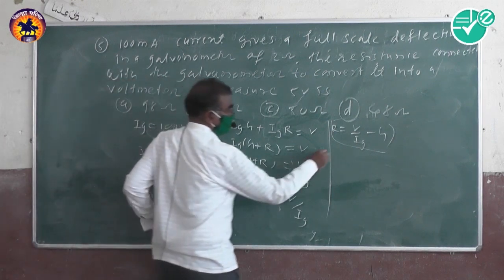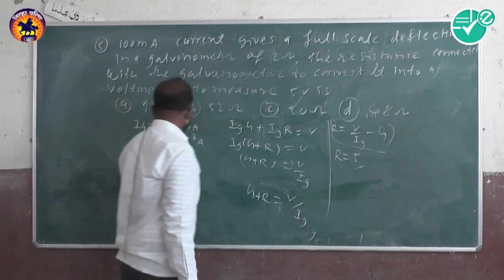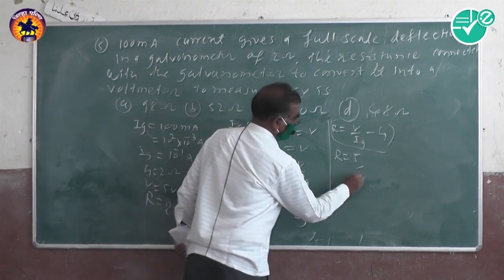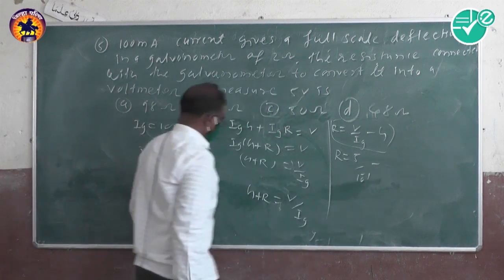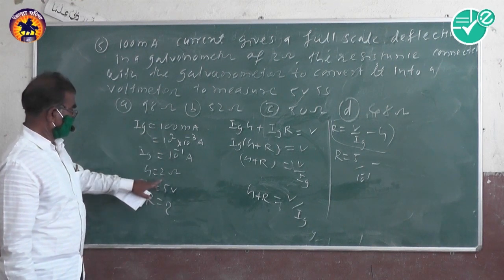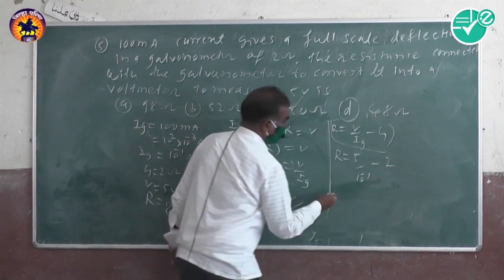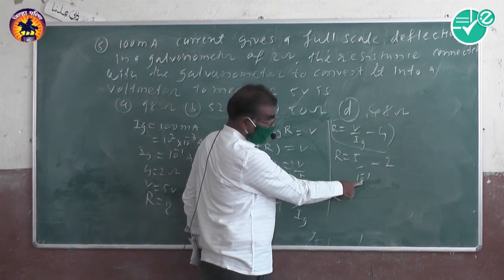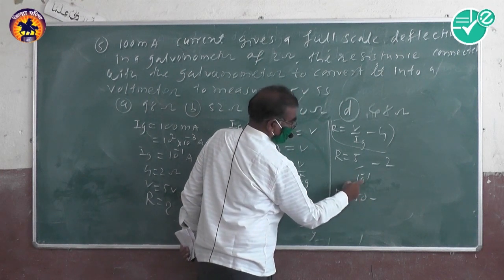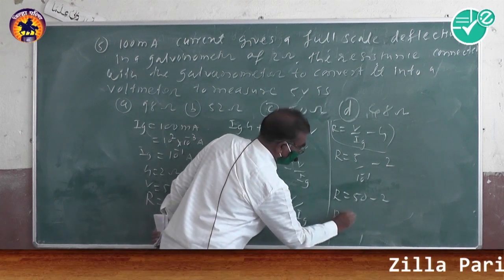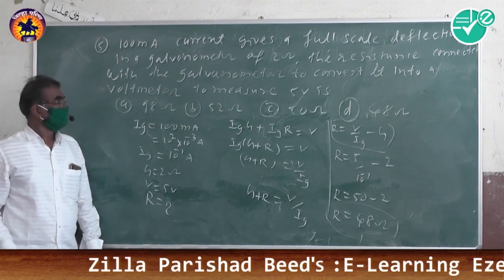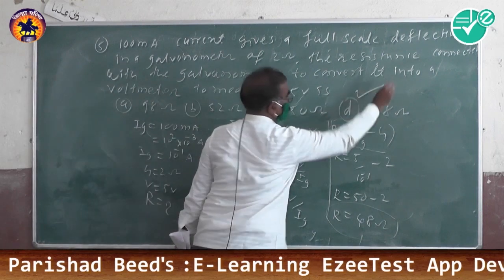V is 5, putting the values, 5 by Ig, that is 10 raised to minus 1, minus G. G is 2. Therefore R, 5 by 10 raised to minus 1, numerator, that is 50, minus 2, that is R equal to 48 ohm. The multiple choice D is correct.